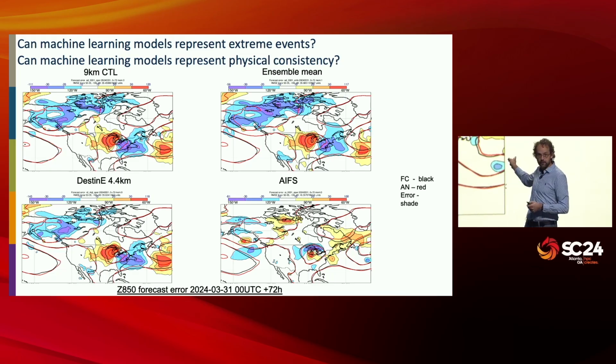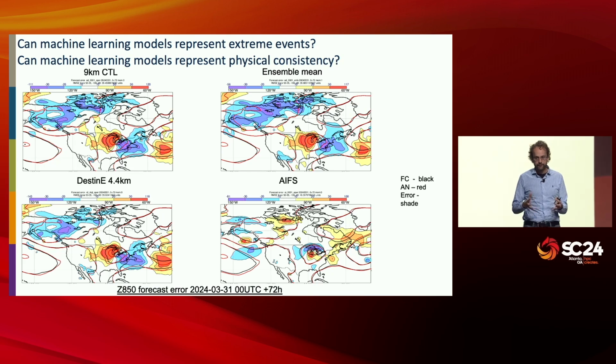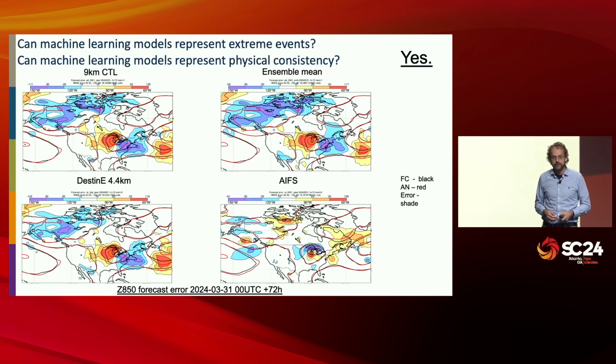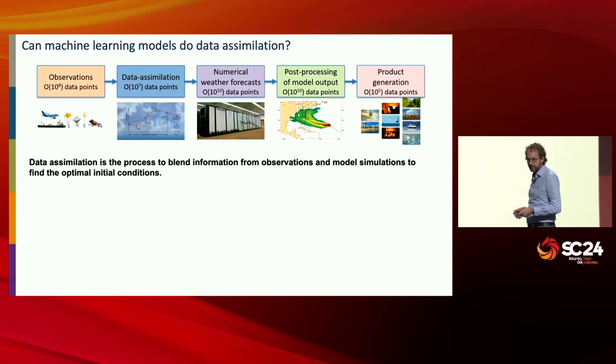But the AIFS model on the bottom right actually performed fairly well in the sense that the forecast error was limited there. So again, the answer to this question is basically, yes, they're performing well, and also for extreme events. Not for all events. Some of the events you are still better off with physics-based models, but for most of them, you get a decent quality. Next question for us, can machine learning do data simulation?